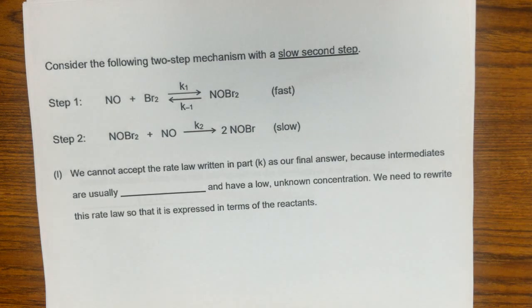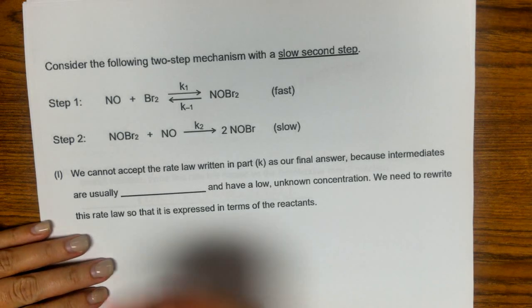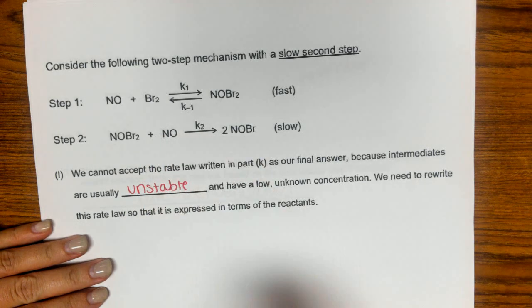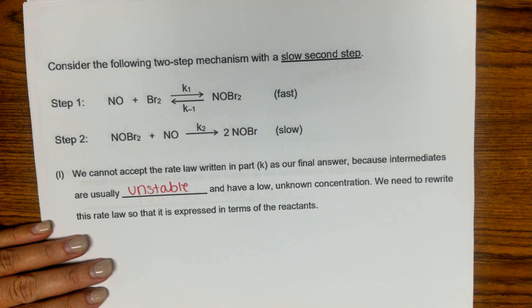Intermediates, they are usually unstable, not always, and they can have low unknown concentrations, but they're not a part of the final product. And so you cannot have a final answer rate law with an intermediate in it.